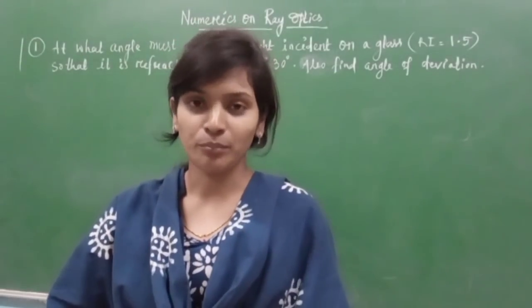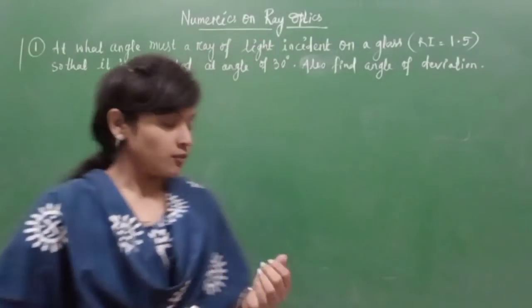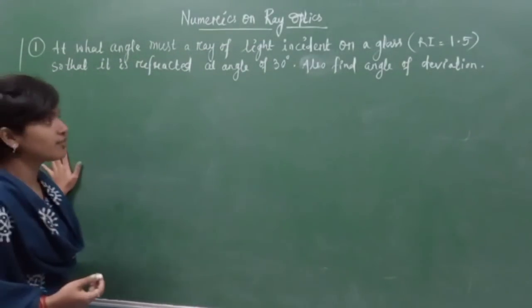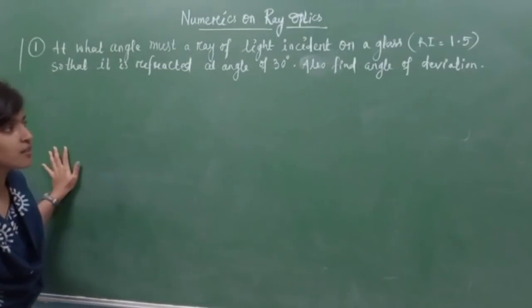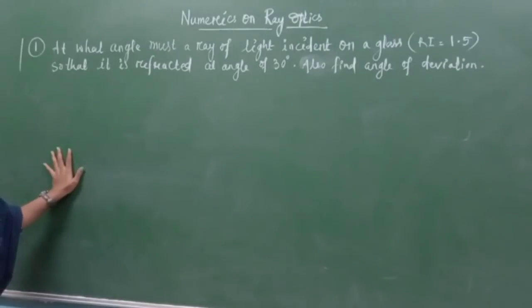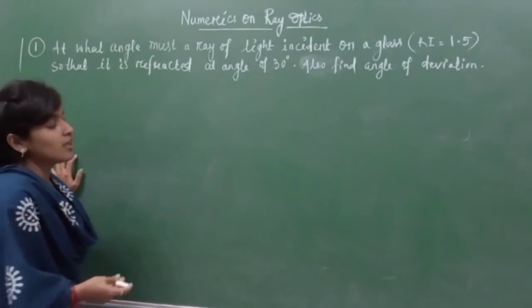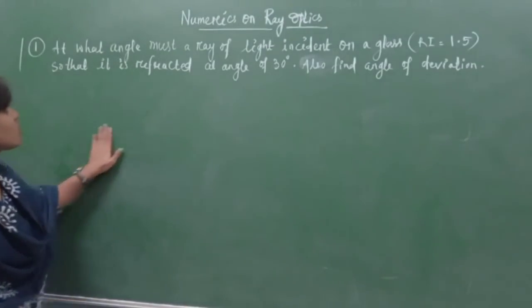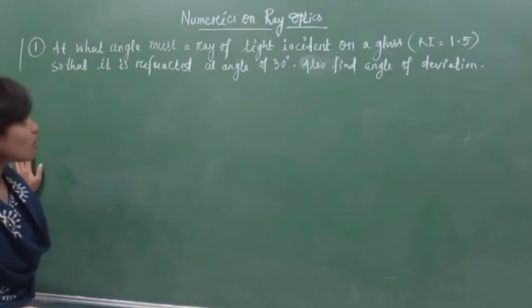Let's start some numericals on ray optics. The first question is: at what angle must a ray of light be incident on a glass having a refractive index 1.5 so that it is refracted at an angle of 30 degrees? Also find the angle of deviation. For this question, you should remember Snell's law.